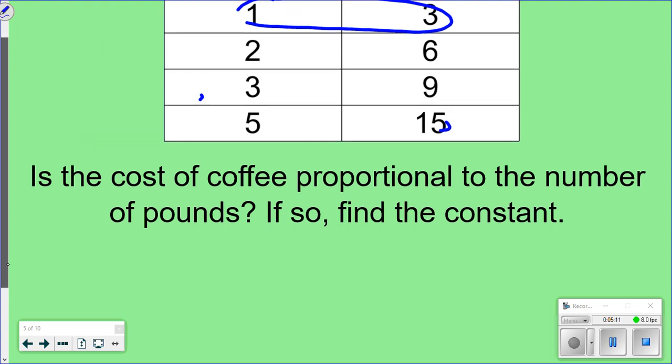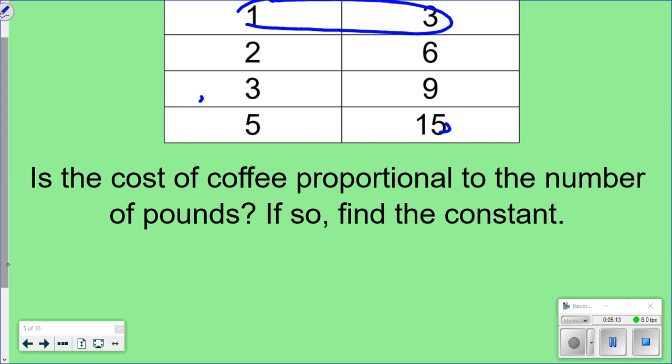The constant: what's consistently happening? How are you getting from 1 to 3? How are you getting from 2 to 6? How are you getting from 3 to 9? Well, you can tell that you're multiplying by 3 each time. 1 times 3 is 3. 2 times 3 is 6. 3 times 3 is 9. 5 times 3 is 15. So my constant would be 3.